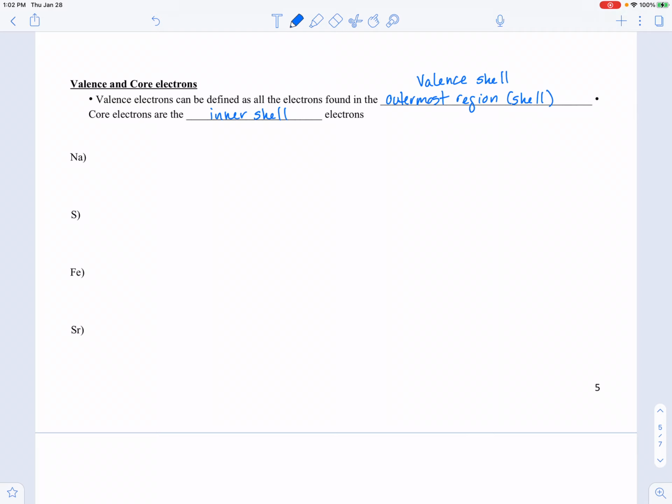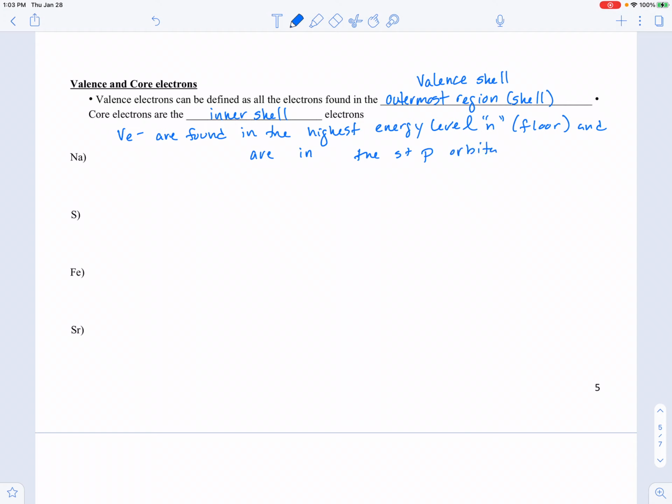To be more specific, especially to our electron configuration, your valence electrons are found in the highest energy level. Remember, that is the n, or that is analogous to your floor. So they're always on the highest energy level and are in the s and p orbitals only. So your d and f orbitals don't count toward this.